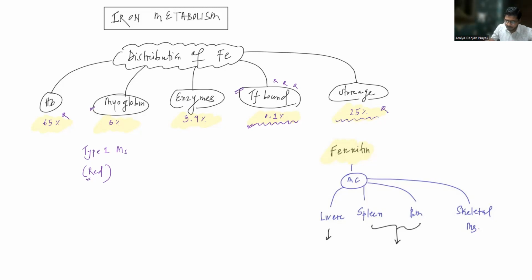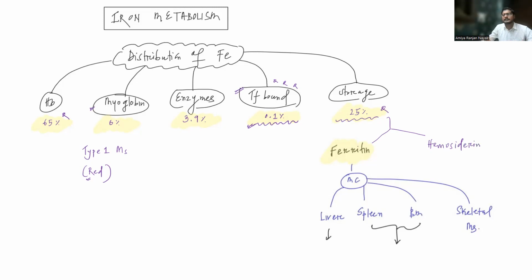So there are three important questions. The first is the percentage of iron that is present in the hemoglobin, that is around 65%. Then the transferrin bound iron, that is 0.1%. Then the storage form of iron, that is 25%. Now this storage form can be in the form of ferritin, or it can be in the form of hemosiderin.